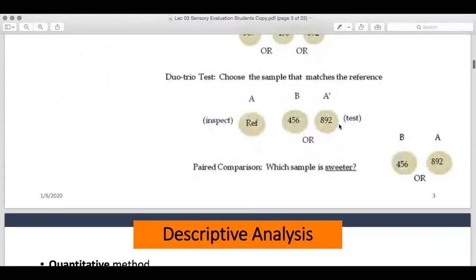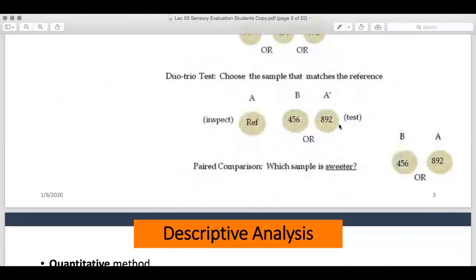And moving to the duo trio test. There are again 3 samples, but 1 reference sample is there, and we ask somebody to compare the other 2 samples and select the one most similar to the reference. Choose the sample that matches the reference, right? Here you can see A, B, and A dash. The reference sample is there, and 2 other samples. Then we ask somebody to first sense the reference and then these 2, and select the matching sample.